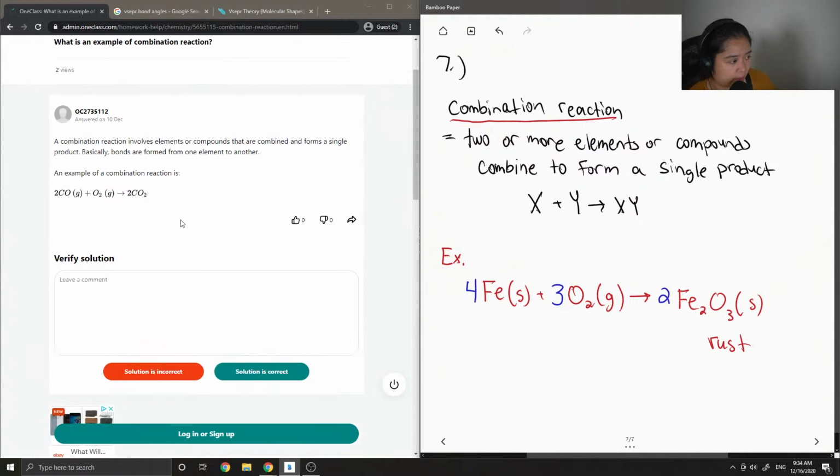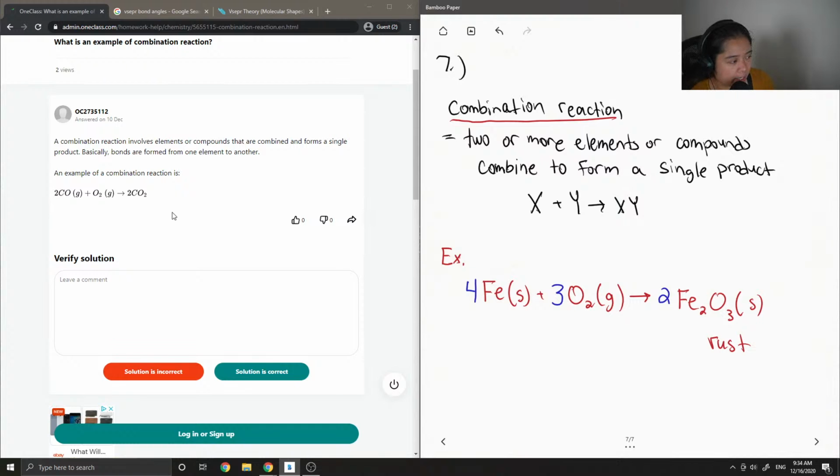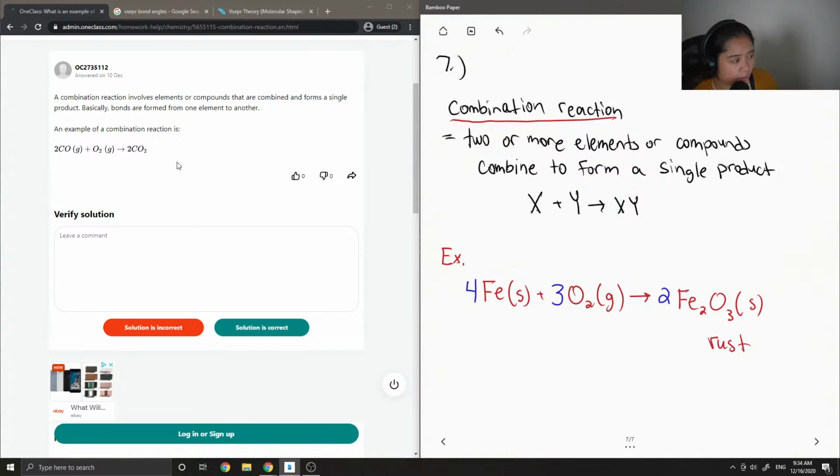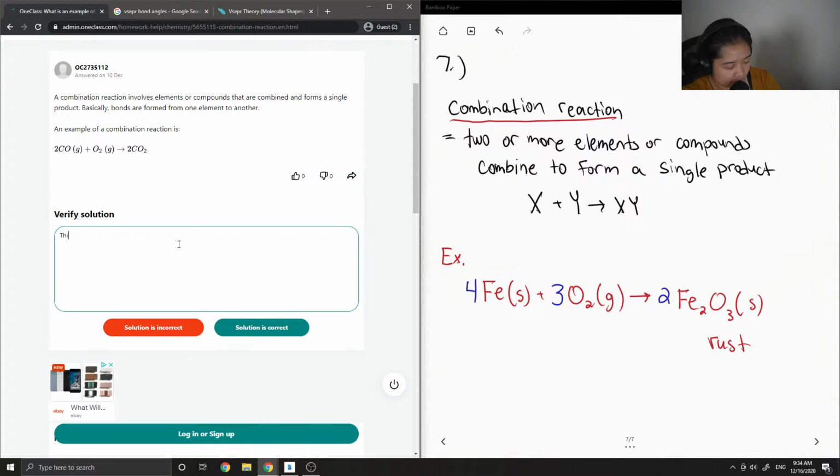Okay, so the junior tutor said that a combination reaction involves elements or compounds that are combined and form a single product. Basically, bonds are formed from one element to another. An example of a combination reaction is 2CO plus O2 makes 2CO2. Yep, so this solution is correct.